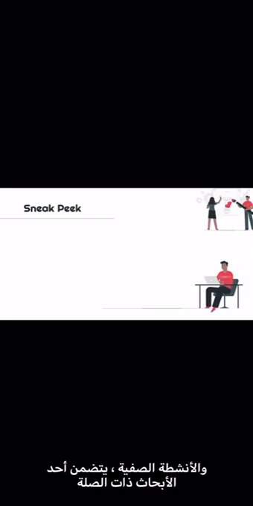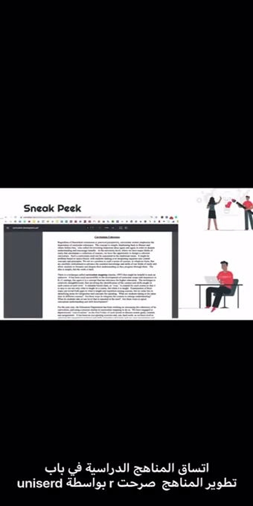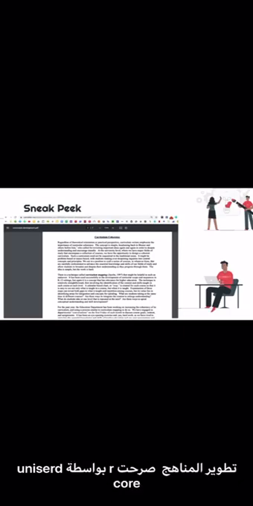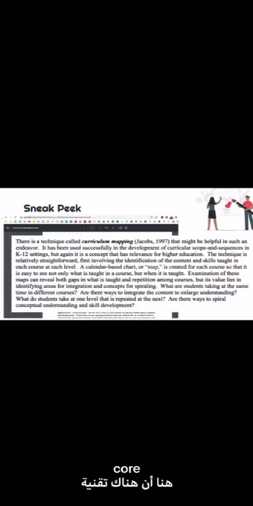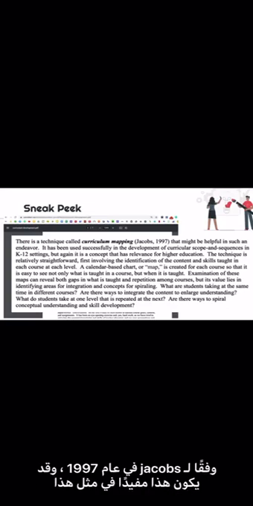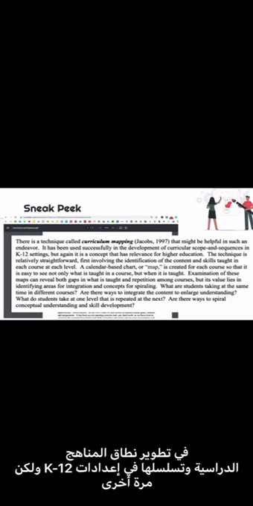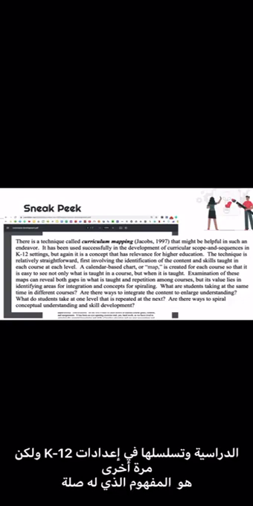One of the related researches includes curriculum coherence in the curriculum development paper. It stated here that there is a technique called curriculum mapping according to Jacobs in 1997. This might be helpful in such an endeavor. It has been used successfully in the development of curricular scope and sequences in K-12 settings, but again, it is a concept that has relevance for higher education.